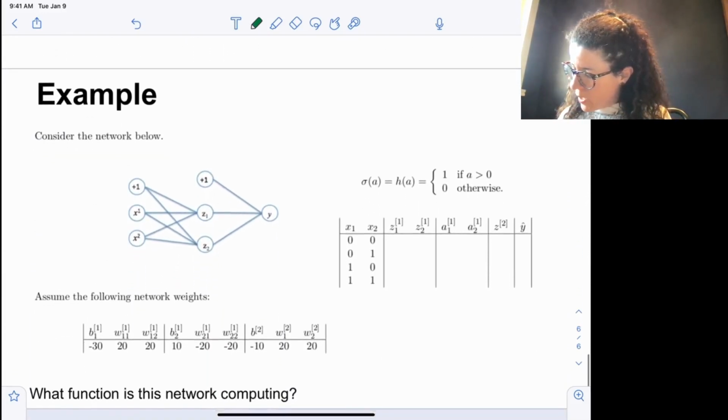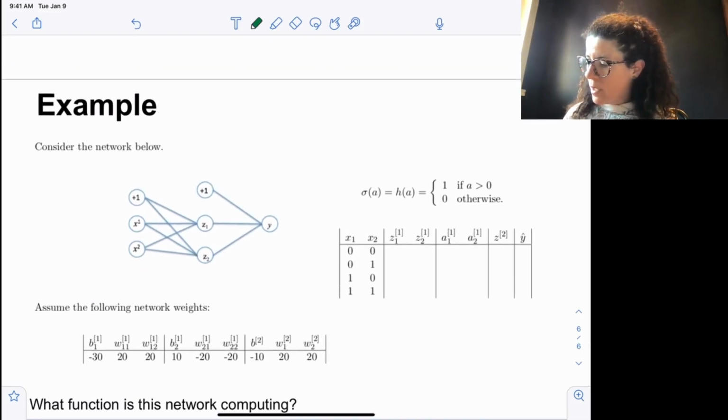So here for simplicity, I am considering h of a and sigma of a to be 1 if a is bigger than 0 and 0 otherwise. Okay, so it's an approximation. It's not a sigmoid, but it's still a nonlinear function. And this will make our computation a little bit simpler. In reality, we will consider continuous functions that are differentiable almost everywhere, but it's just to make our computations simpler.